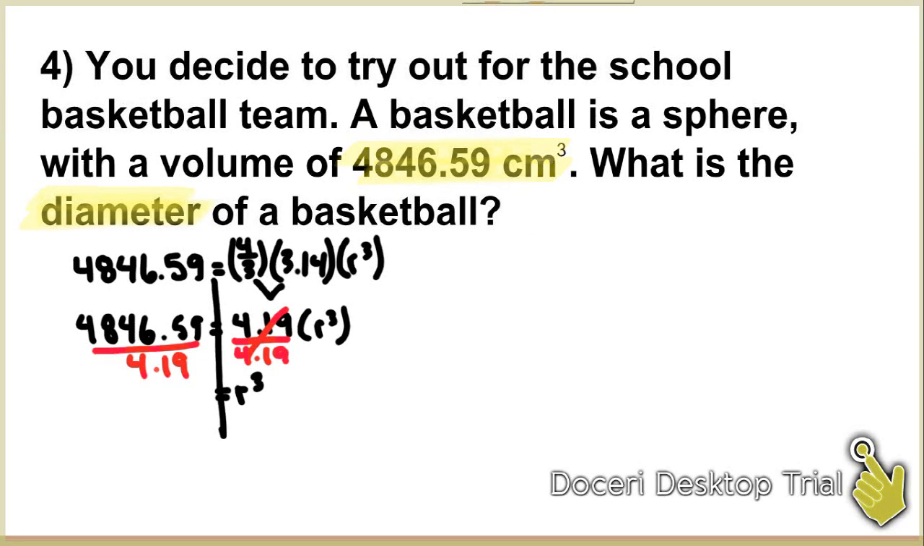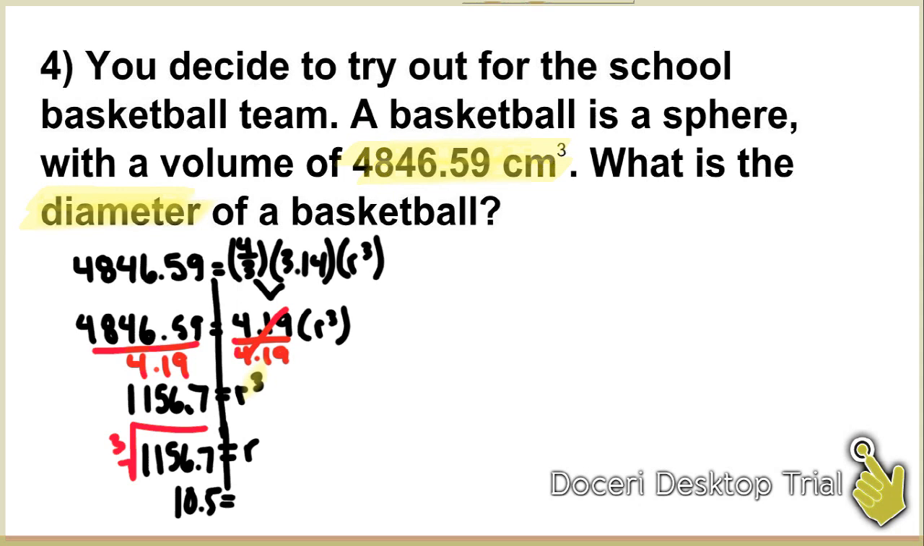We know when I divide, we should have gotten 1,156.7. So now we're at this place. Again, this is just r cubed. We know that the inverse of cubing a number is cube rooting a number. So our final step here to get the radius should have been to cube root 1,156.7. So that's what we're going to do. 1,156.7 is getting cube rooted. That's going to give us what r equals. When you cube root that amount, it rounds to 10.5, and that is our radius.